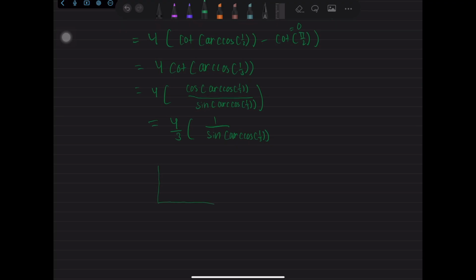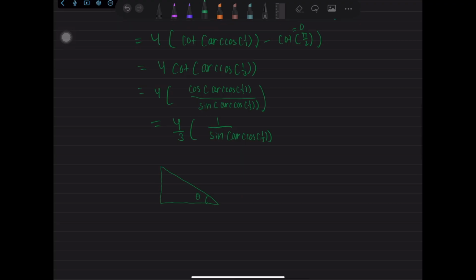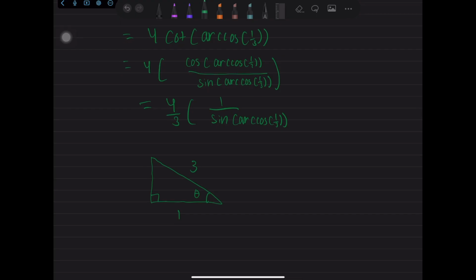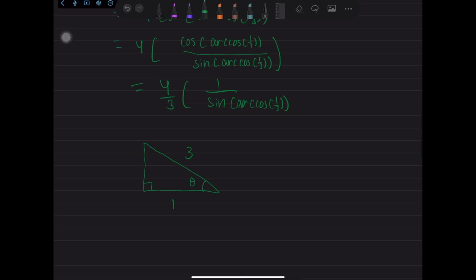Let's draw a triangle here. Let's let this angle be theta. So we know that the side adjacent is 1, and the hypotenuse is 3. Okay, so now we need to find what this is here. It doesn't really matter that we're using 1 or 3. We could use 2 or 6. We could use any ratio. The ratios are going to stay the same. Since we're finding sine, the ratio is what matters here.